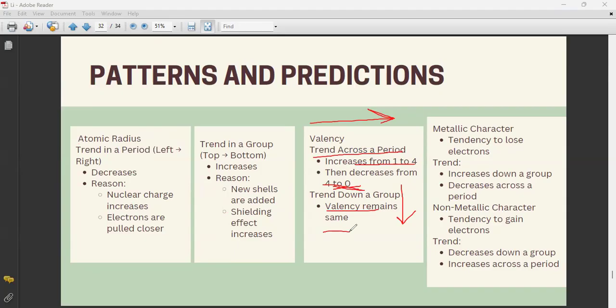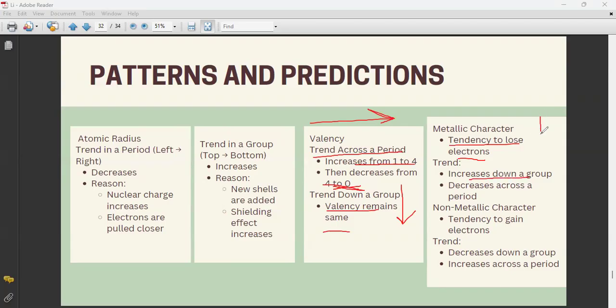Now, metallic character: the tendency to lose electrons. Metals are electropositive and not electronegative. What does that mean? Something which is electropositive, the metallic character, means it will lose the electron and will have a positive charge on itself. And what trend do we see for the metallic character? It increases down the group.